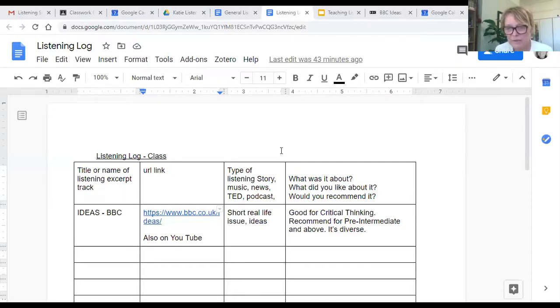I think it really is good because there's so many things you can do with the audio. You can slow it down. You can easily get a transcript. There's a lot of variety. There's some things which aren't particularly appropriate, but there's lots of things which really help a bit more with their critical thinking and with engaging.